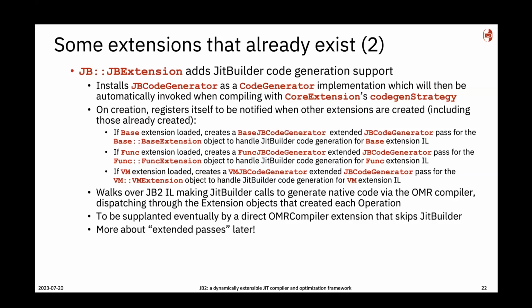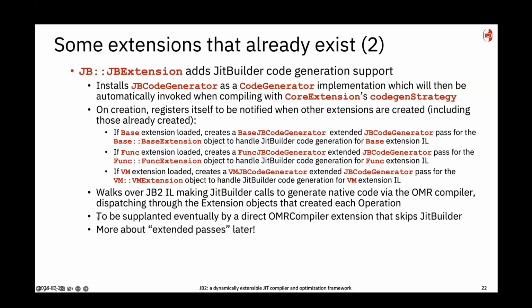So the JB code generator object basically just walks over the intermediate language that gets produced as part of build IL, and it makes JitBuilder calls in order to generate native code by the OMR compiler. So the JB2 has been doing this forever, but it's now been rearranged so that it actually does dispatching through the extension objects to be able to make sure that the IL gets handled by all these little objects that the JB extension is creating.